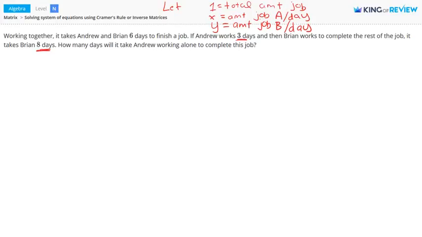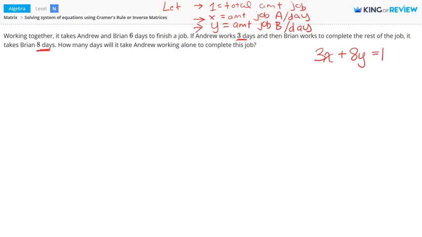So how can we represent this? Well, 3 days times the amount of work that Andrew does per day. Again, remember, we let that amount be equal to x, so 3 times x, plus 8 times the amount of the job that Brian can do per day, and that's y, so 8y. And what does this equal? Well, that equals the total job being complete, and we're letting that equal 1. So 3x plus 8y equals 1.